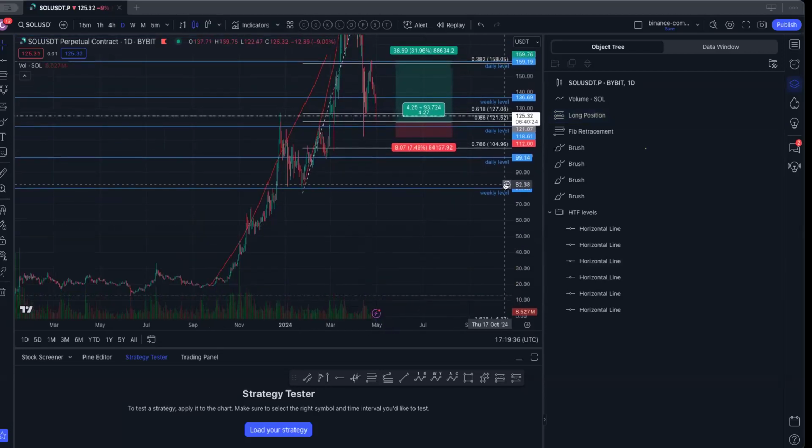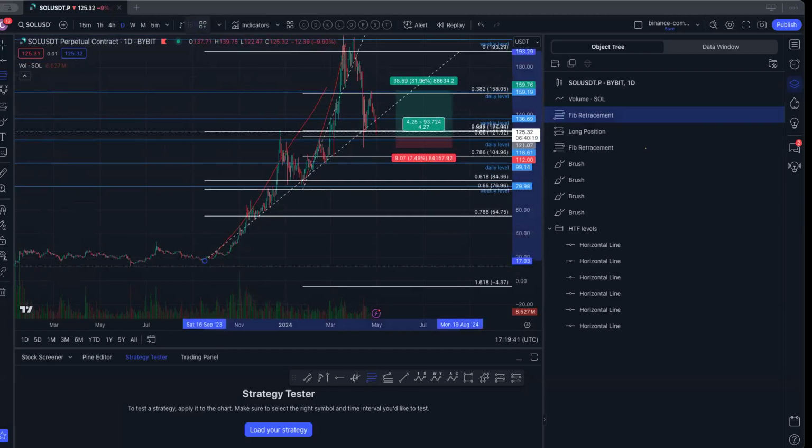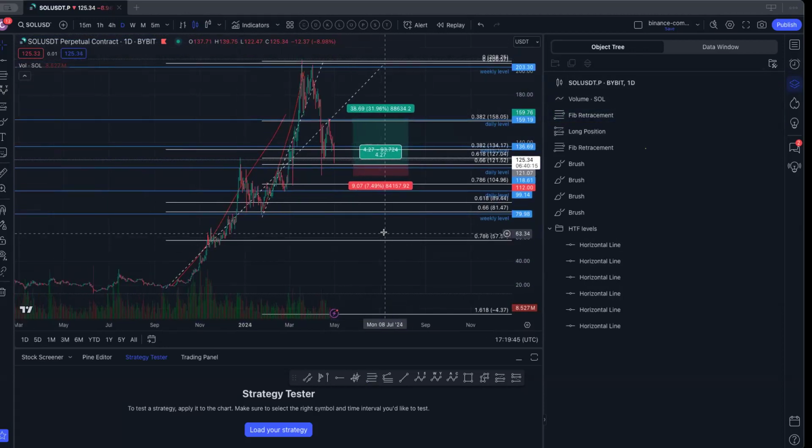Another idea can be that if you draw the fib level from here to here, where is the 61.8?